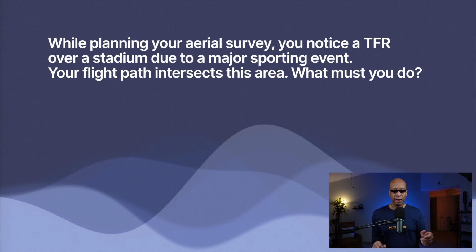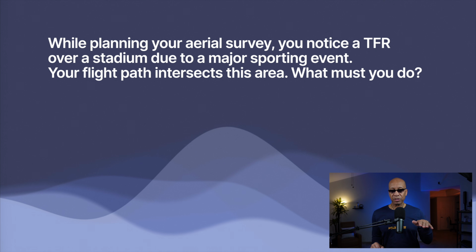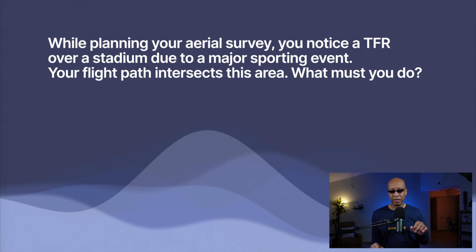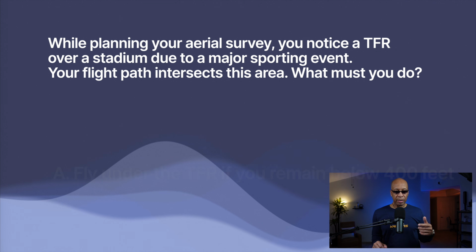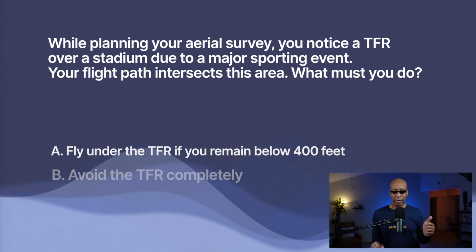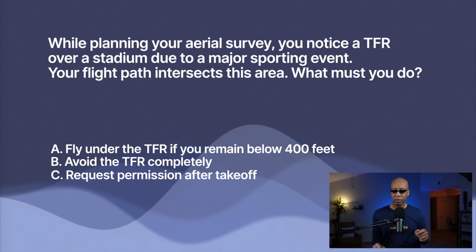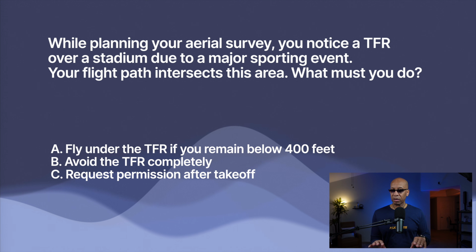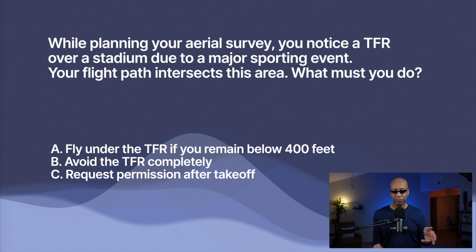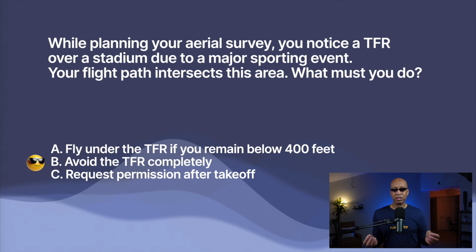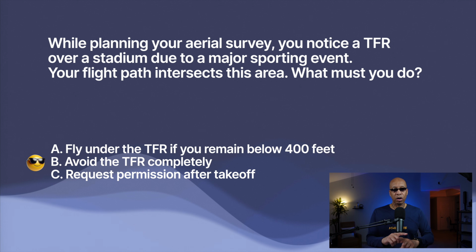So here's the question. While flying your aerial survey, you notice a TFR over a stadium due to a major sporting event. Your flight path intersects this area. What must you do? Now, here are the multiple choice answers. A, fly under the TFR if you remain below 400 feet. B, avoid the TFR completely. Or C, request permission after takeoff. Now, you already know the answer. You just need confirmation of that answer. I gave you the answer already. The answer is B. Avoid a TFR completely.